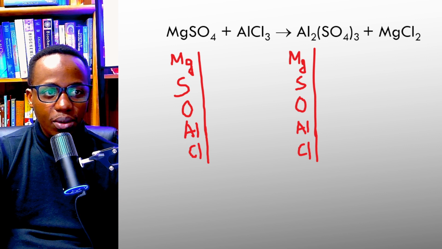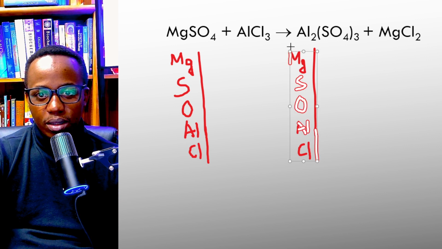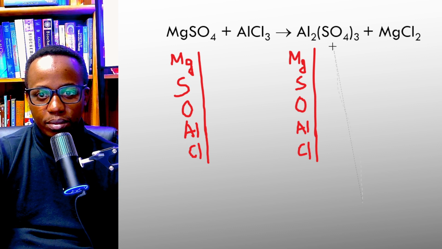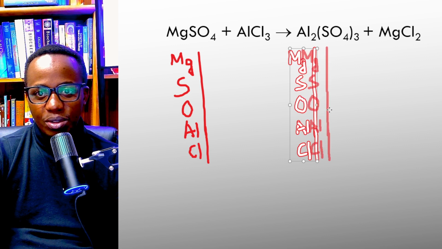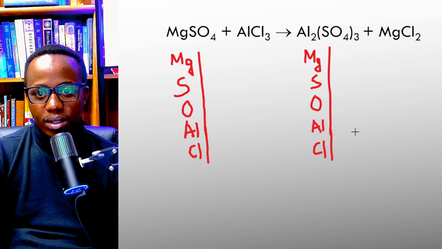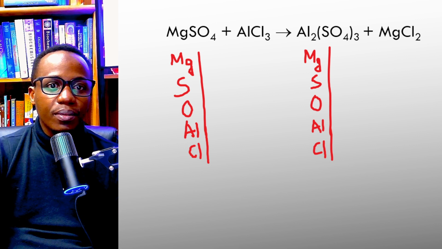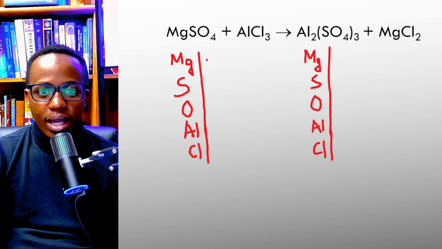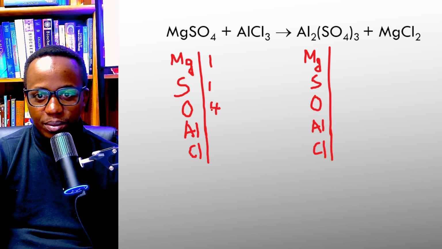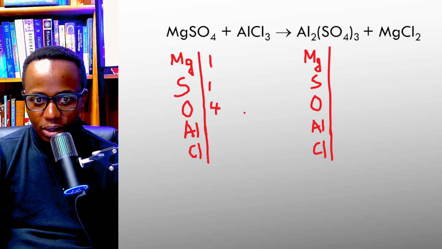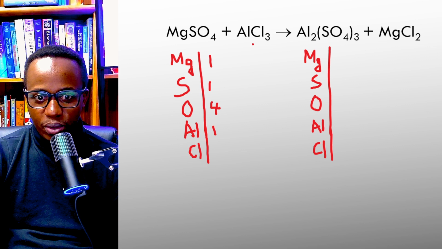Okay. Yes, let me move this way. There you go. All right, so count the atoms. That's step 2. Magnesium is 1, sulfur is 1. How about oxygen? Oxygen is 4. How about aluminum? Aluminum is 1. How about chlorine? Chlorine is 3. All right.